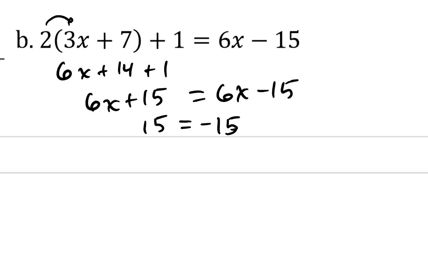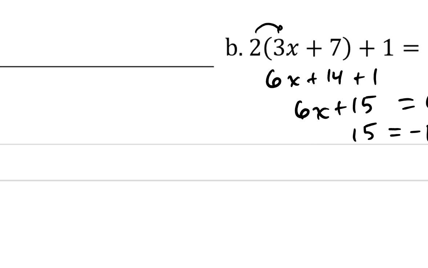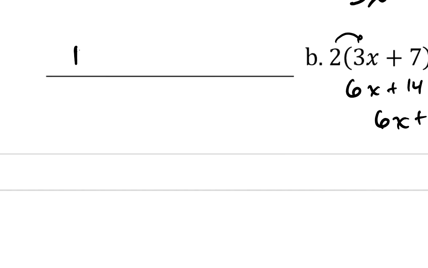Well, certainly they're the same in absolute value, but positive 15 and negative 15 are not the same. They're on opposite ends of the number line. So when we get statements like this that are contradictory, what this means is that there's no solution to this equation. These are actually parallel lines. They both have a slope of 6. One has a y-intercept at 15, the other one has a y-intercept at negative 15. So we would have to report here that there is no solution.